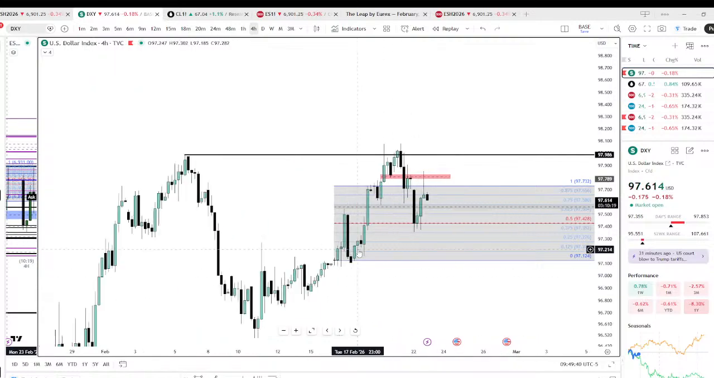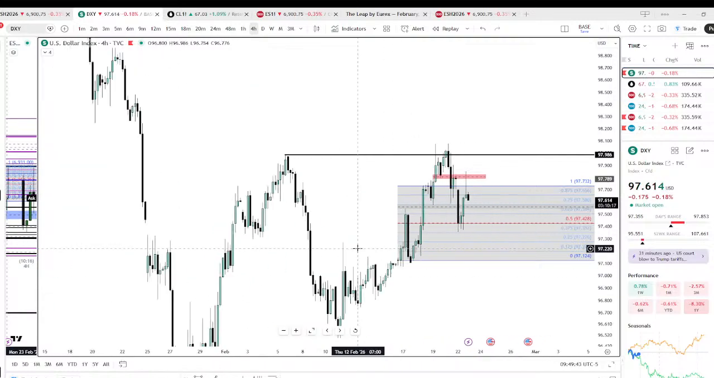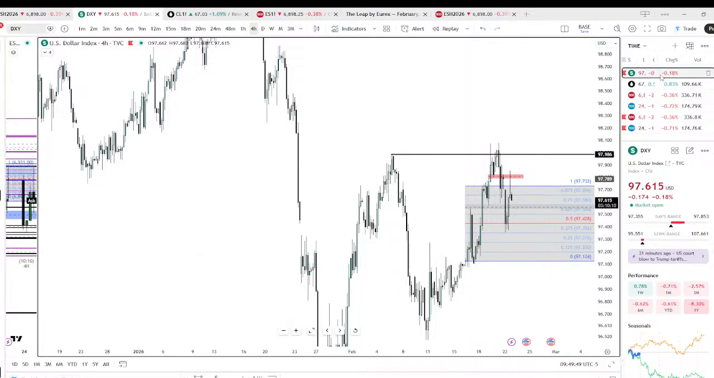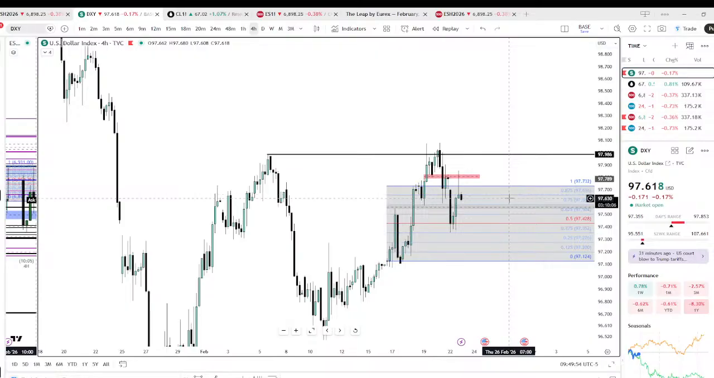So I'm looking lower, at least for the start of the week on the dollar. But if we come down and just tap this and push it back above the highs, you've got to be able to anticipate that.